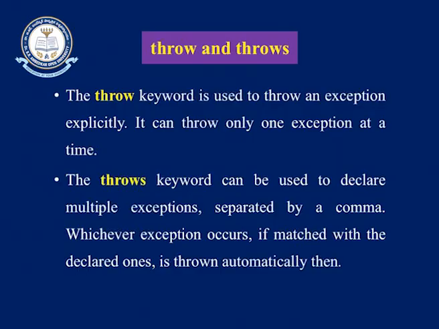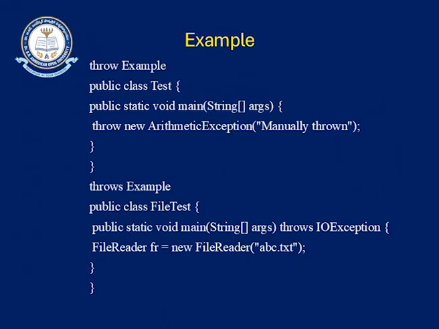Next we will discuss throw and throws. Throw is a keyword. Using throw you can handle exceptions explicitly. It can throw only one exception at a time. Next is throws. Throws is also a keyword. You can use it to declare multiple exceptions. Using the throws keyword you can declare multiple exceptions, separated by commas. So this is the example program for throw and throws.